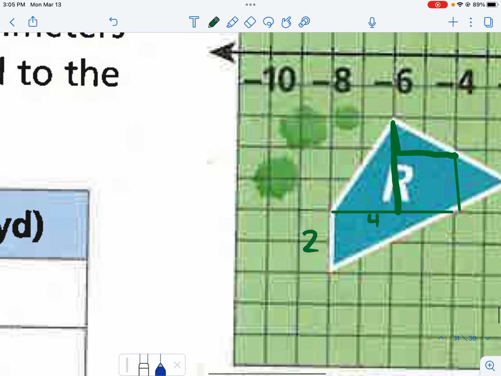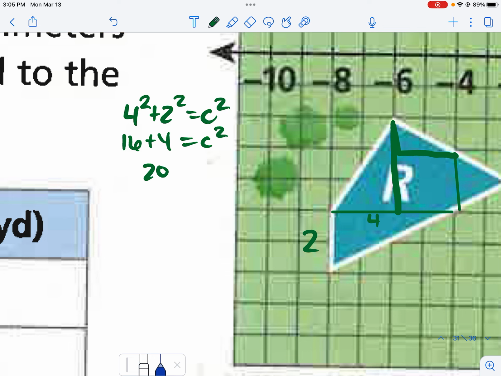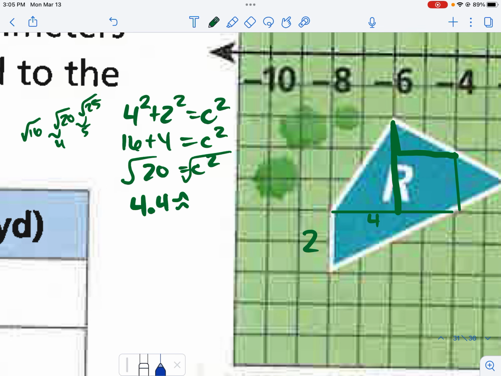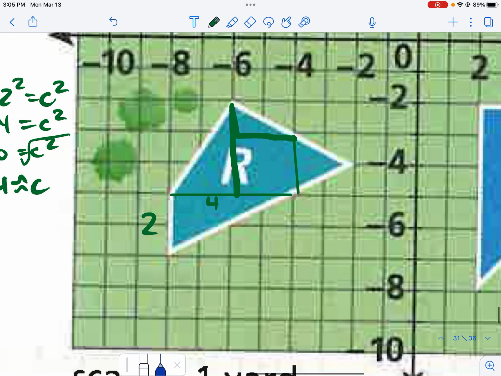So 4 squared plus 2 squared equals c squared. 16 plus 4 equals c squared. It's 20 equals c squared. Take the square root. The square root of 16, square root of 20, 25. It's 4 away here. It's 5 away here. So I'm going to say 4.4-ish. So this is going to be 4.4-ish.